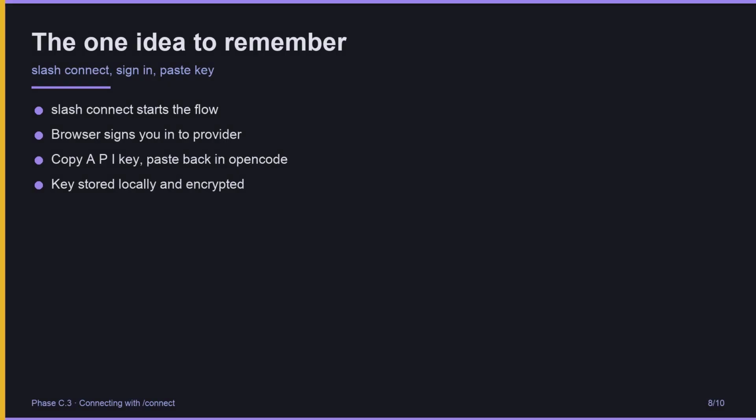If you remember one idea, /connect, sign in, paste key. /connect starts the flow. The browser signs you into your provider. Copy the API key, paste back into OpenCode. The key is stored locally, encrypted.